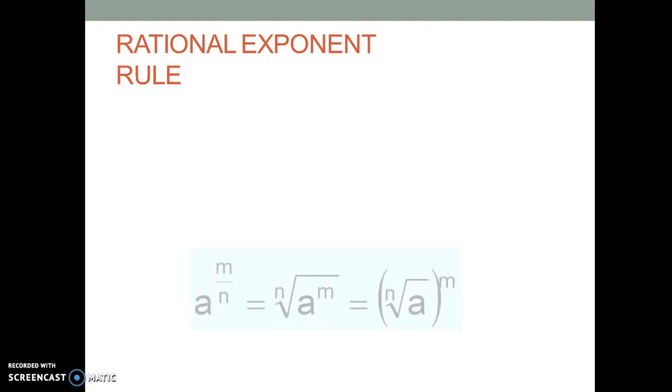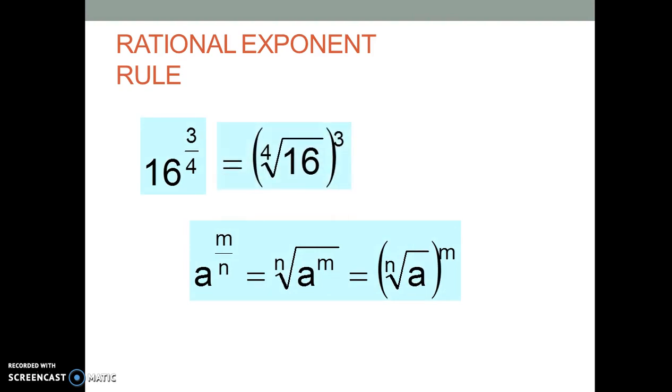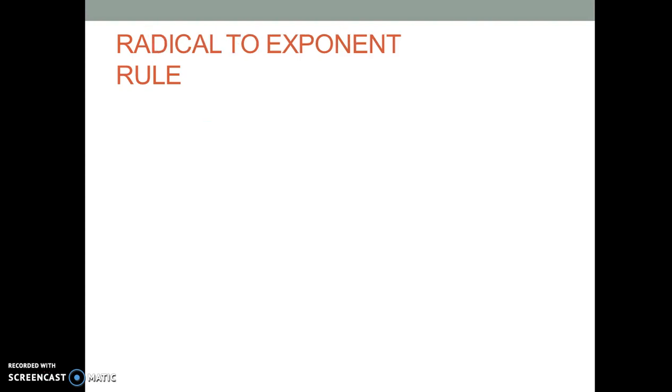The rational exponent rule. Now this is what we did at the very beginning, so I'm just reiterating this. So if you have 16 to the 3/4, that really means the 4th root of 16 all to the 3rd power. And you can simplify that and actually get 2 to the 3rd power, and 2 times 2 is 4 times 2 is 8. Alright?